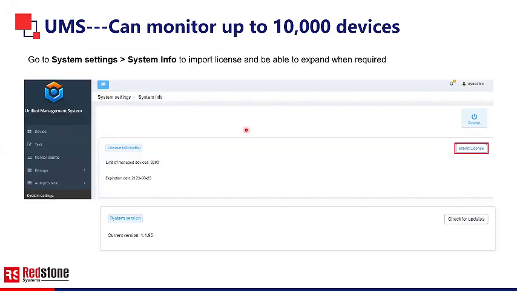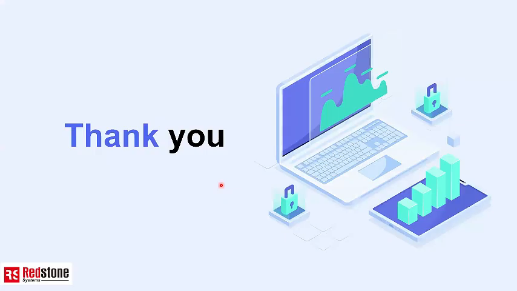Okay, so again, the maximum number of devices it can support is up to 10,000, and you can expand and extend your license whenever it is required. Just simply import the license in this page here. And of course, you can see the version, you can update the version, and the license information. So I think that's all for our UMS. And I believe there are some questions again, and I will try my best to answer all of those.